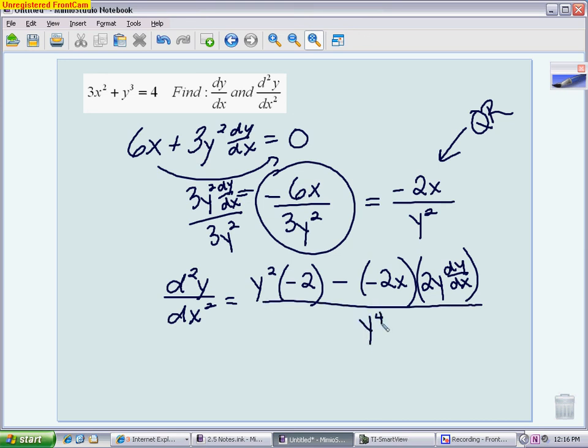Now, when you go to clean this up, you have a couple things happening. First, I'm just going to work in the beginning here. That's a negative 2y squared. I'm also going to notice that the minus and a minus will cancel, and that I have a 2 times a 2, so it's going to give me 4xy.